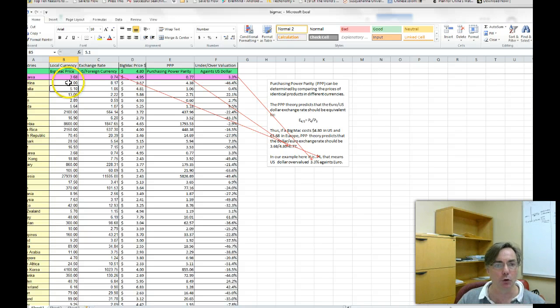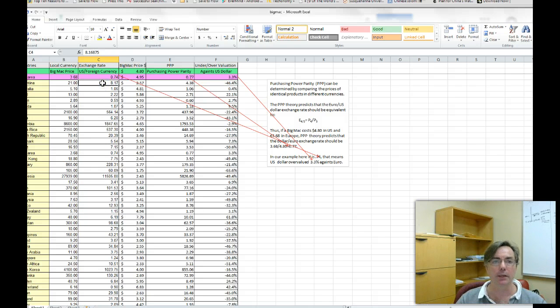This is in the local currency. Hint, do not touch this. Do not touch this. Some of you guys have been asking me, oh, professor, do I change these? No. The only thing for this assignment I want you to change is column C. I want you to update the exchange rates.